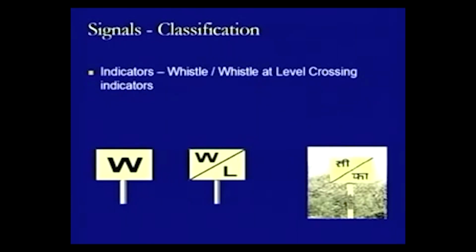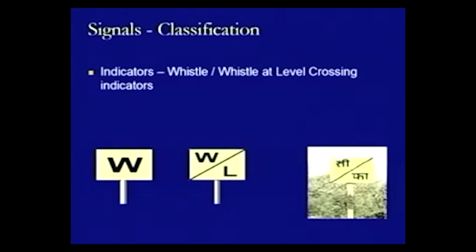Then we have another type of indicator, which is termed the whistle indicator or whistle at level crossing indicator. This is an indicator given to the drivers so as to blow the whistle of their train. The reason is that they are probably passing through an area where people are staying on both sides of the track, and to make them cautious, it is better that the train moves while giving a whistle. You must have listened to this at a number of locations where even your own train keeps on whistling as soon as it moves through an area where people are living on both sides.